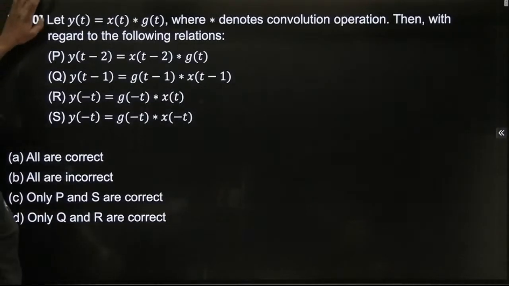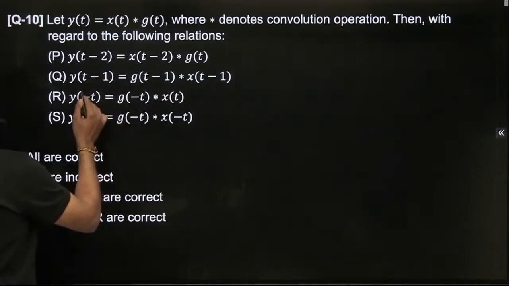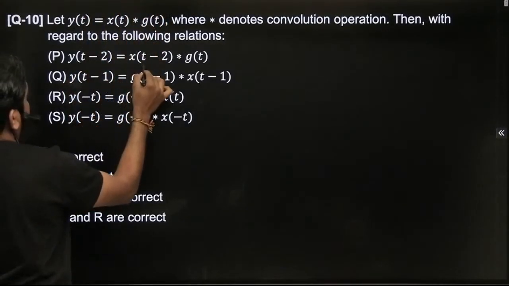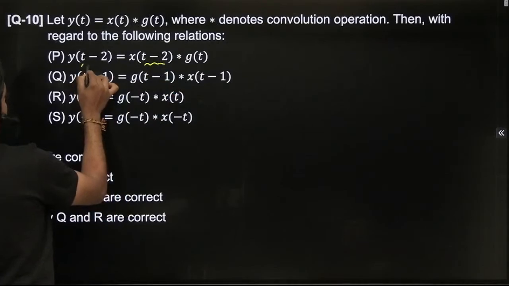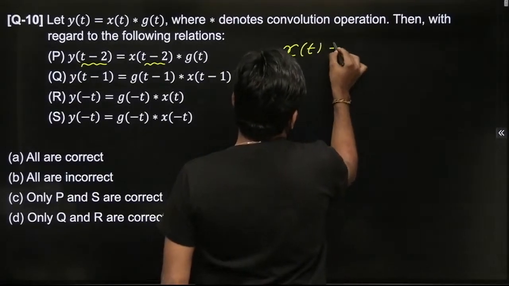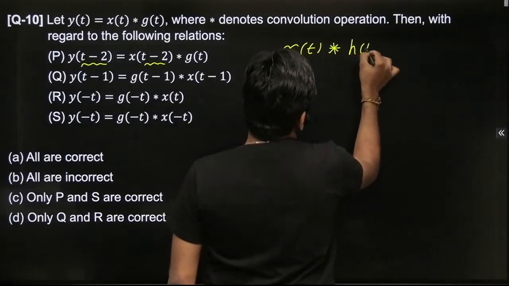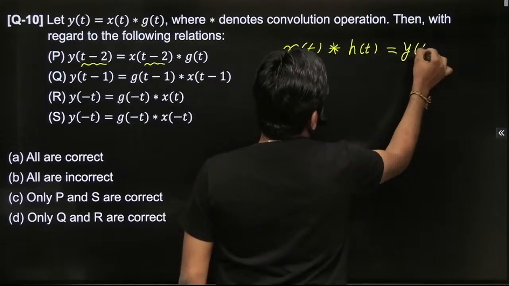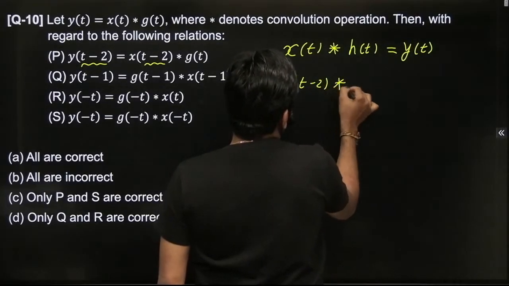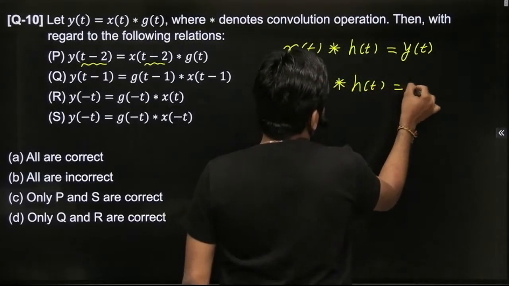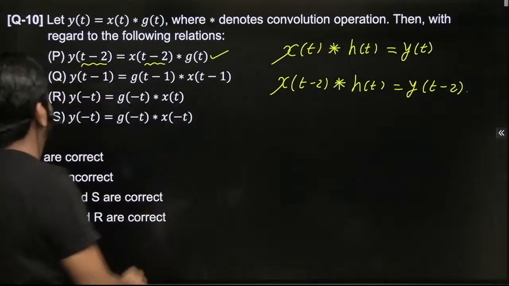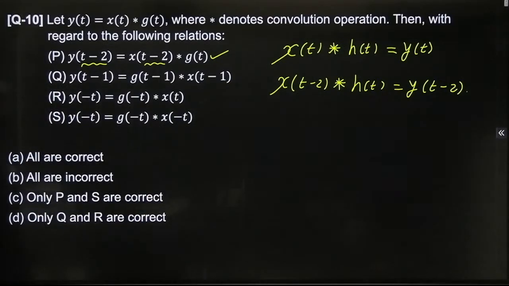Okay, so see here, the property, guys. Just as I told you, see the first property: if the input is delayed by 2 seconds, then the output is also delayed by 2 seconds. Suppose y of t is x of t convolved with h of t, then if the input is delayed by 2 seconds, the output is also delayed by 2 seconds because it's time invariant. So the first property is true, guys.